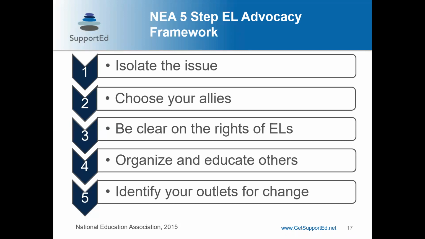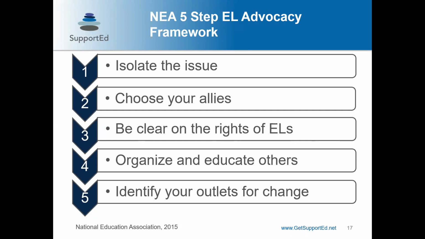So the first step is isolating the issue. So figure out what it is that you want to advocate about. And I'll give you some criteria for that in just a bit. Again, you can't do everything at once, so to be the most effective, you have to choose your issue wisely. And along those lines goes choosing your allies wisely. You can advocate by yourself, but you'll be much more effective if you're doing it with others who share the same passion as you do. And the third step is being clear on the rights of ELs, so knowing what their rights are in a particular situation to be able to most effectively advocate for them.